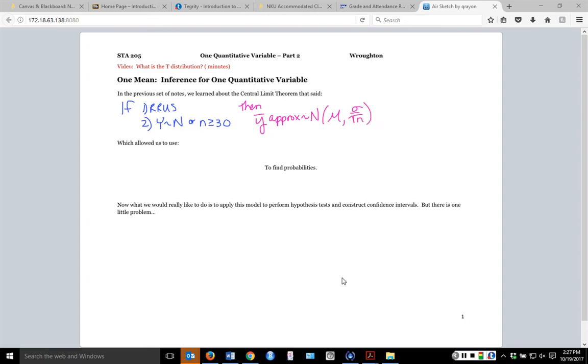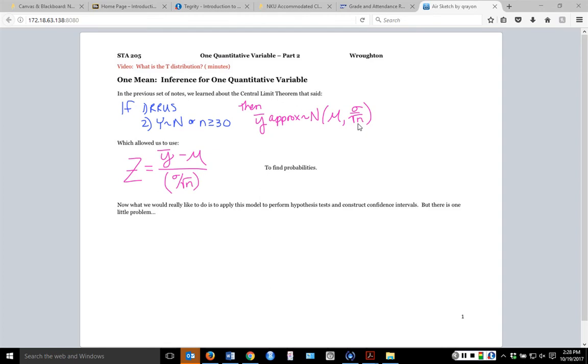Once we knew that happened, then we were able to use the z formula to calculate probabilities. And so how we found our z is we took what we were interested in, which was y bar, subtracted off its corresponding mean, which was our mu that we had right here, and then we're going to divide by our standard deviation, which was the sigma over the square root of n. And so that's how we found a z in the last set of notes.